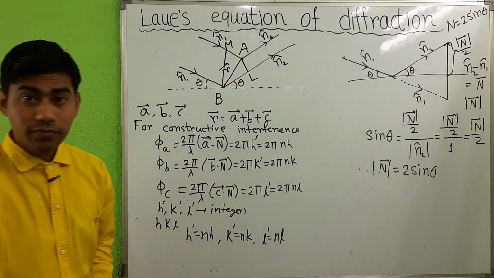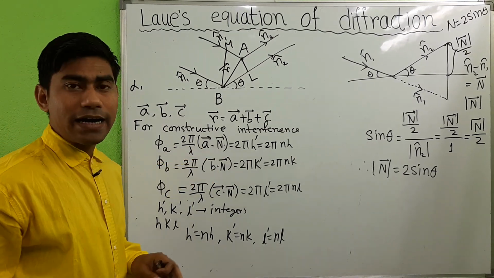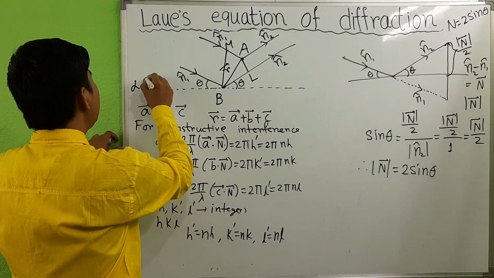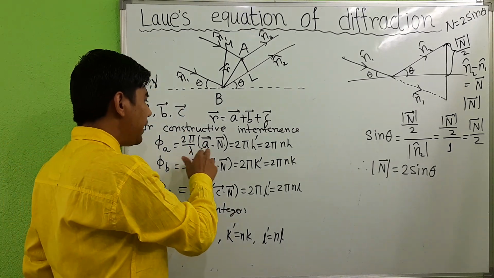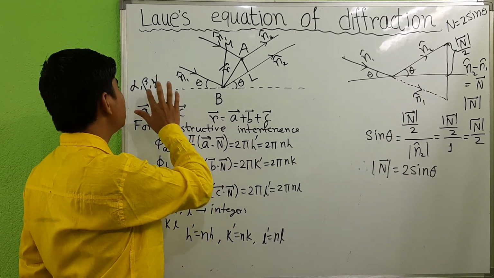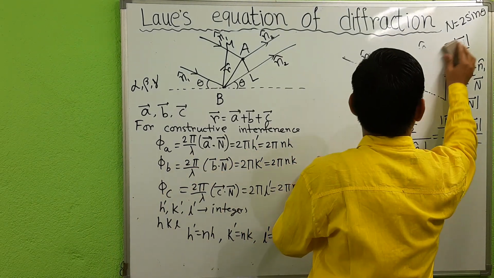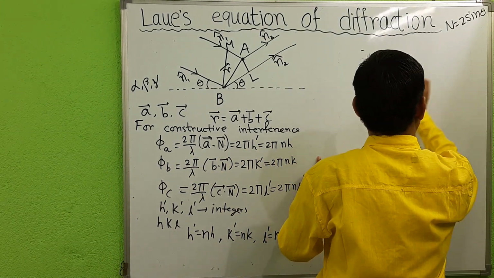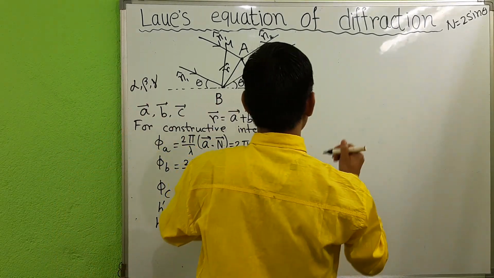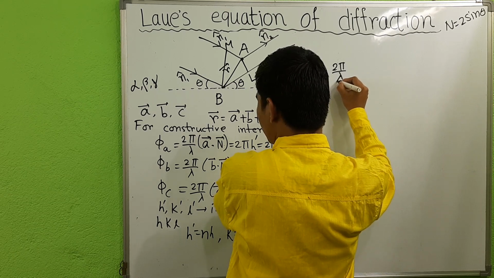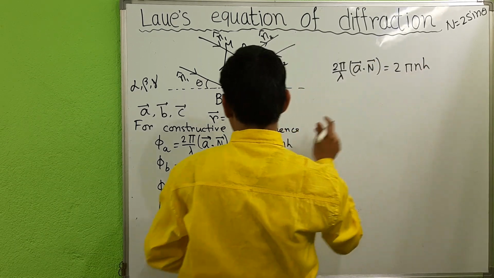Now suppose the angle between A and n is alpha, the angle between B and n is beta, and the angle between C and n is gamma. Now if we see this equation, it can be written as 2 pi by lambda into A dot n vector is equal to 2 pi nh.